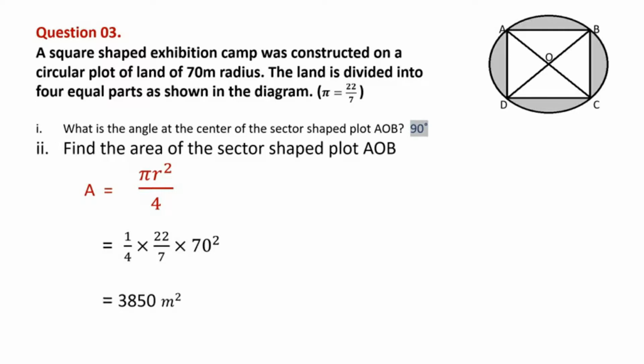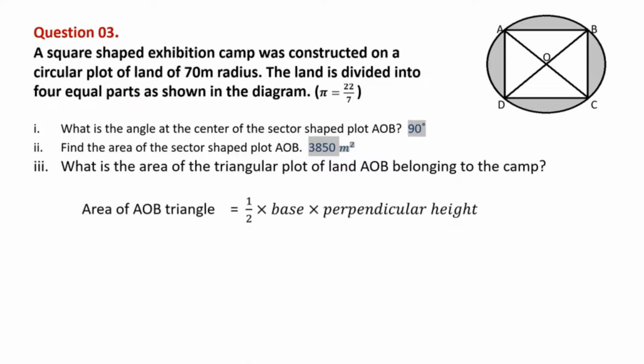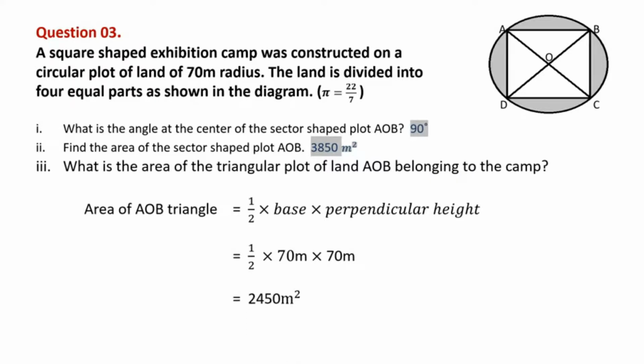The next part is to find out the area of the triangle AOB, and that is half into base into the perpendicular height. Here you should clearly understand that triangle AOB is a right-angled triangle because the center angle is 90 degrees. So we can take one radius as the base and the other radius as the height. So our answer becomes half into 70 meters into 70 meters, that is 2,450 meters squared.